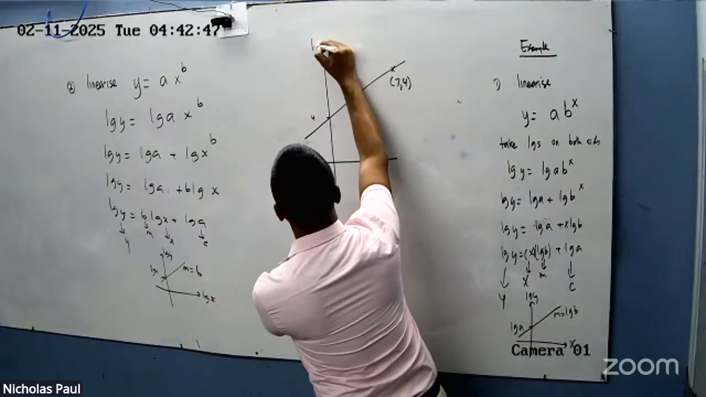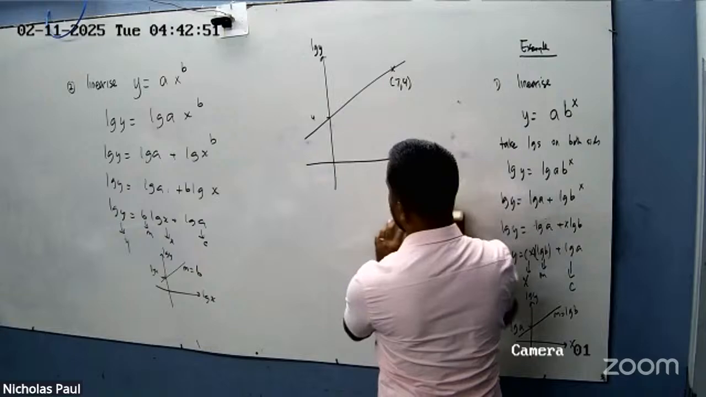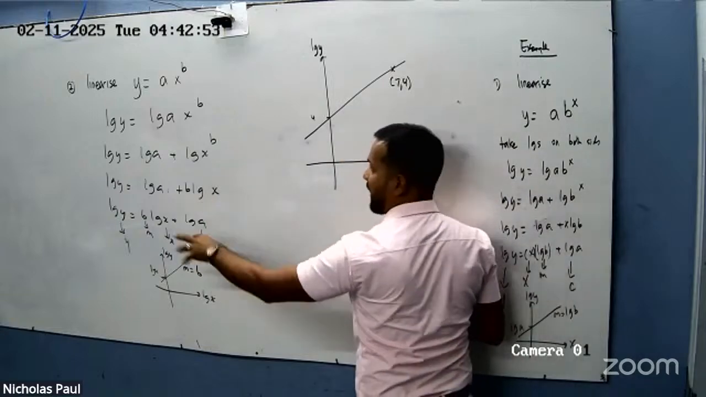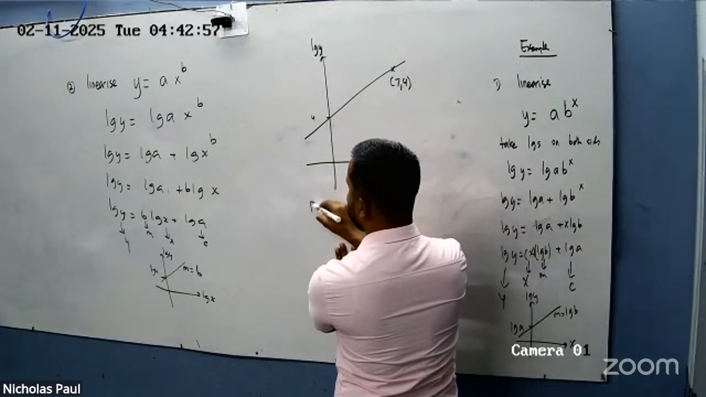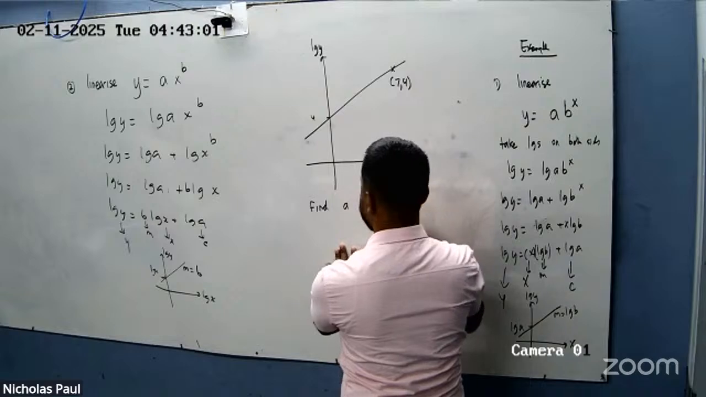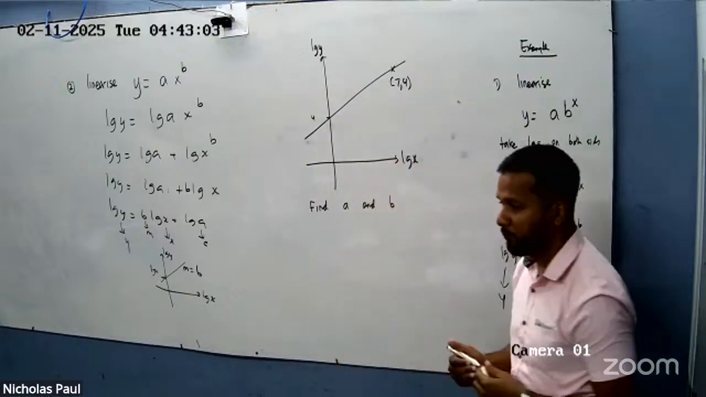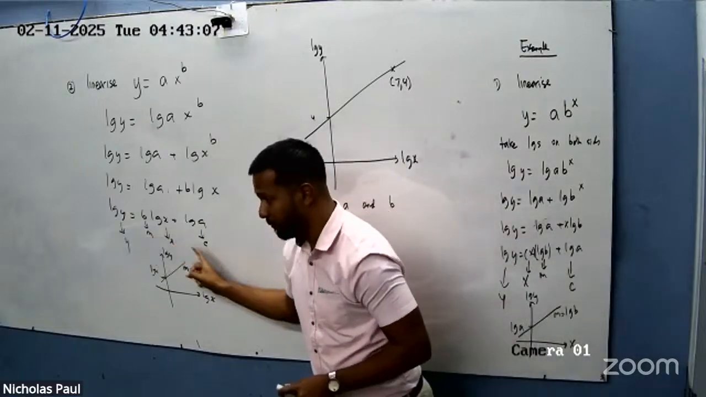Right? And we plot the same thing, log y versus log x. So when I give you the values and you draw it, this is the graph you end up with. I want you to find A and B, using this info here.